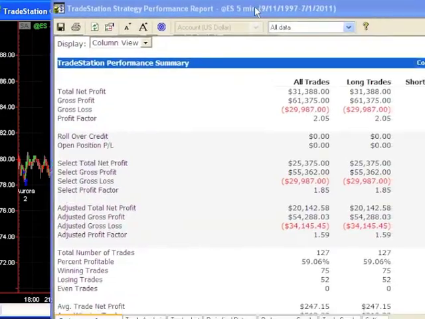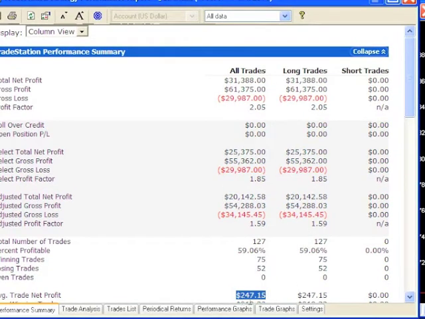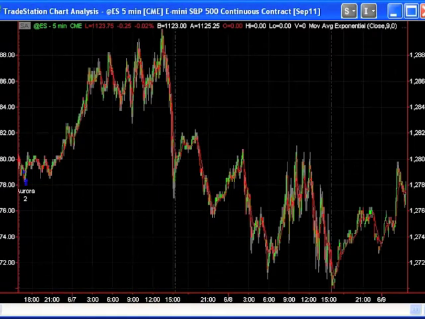Okay. By reinvesting our profits and using the percent risk model, we bring our system up to $31,000 in profit. Profit factor actually goes up a little bit too, to 2.05, and our average net profit per trade goes to $247. Of course, we have the same number of trades and the same win rate. So that's the percent risk model. Now, once again, let me bring up the inputs.